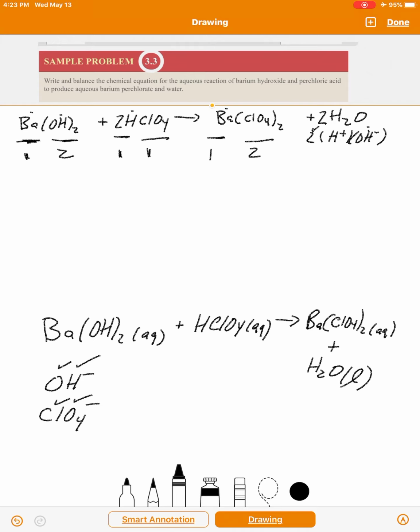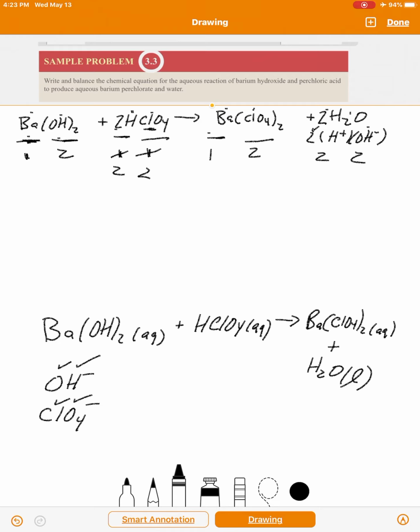So that gives us 2 H pluses, but it also gives us 2 perchlorates. So now there's 2 of each of those, and there's now 2 of each of these. So if you think about it, there's one barium, 2 hydroxides, 2 hydroxides, 2 hydrogen ions, 2 hydrogen ions, 2 perchlorates, 2 perchlorates. It's now balanced.